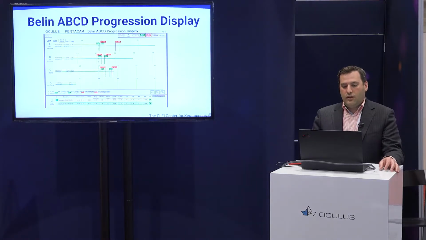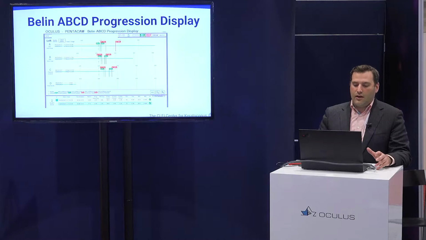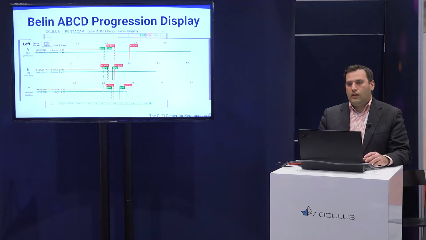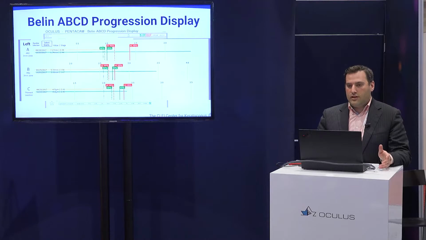And if we now look at the Belin ABCD progression display, we can synthesize that data all into one screen. And the way this display does that is it focuses in on the 3 millimeter zone around that thinnest point, takes multiple metrics into a regression analysis, and then you can see how the curvature is steepened in the A, which is the anterior, the front portion of the cornea, the B, the posterior, the back portion of the cornea, and the thinnest point.